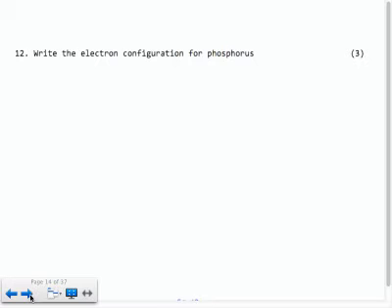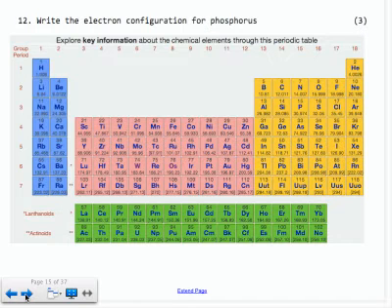What is the electron configuration for phosphorus? So the first thing we need to know is how many electrons phosphorus has. If we look on the periodic table, phosphorus is right here. It is number 15, so it has 15 electrons.